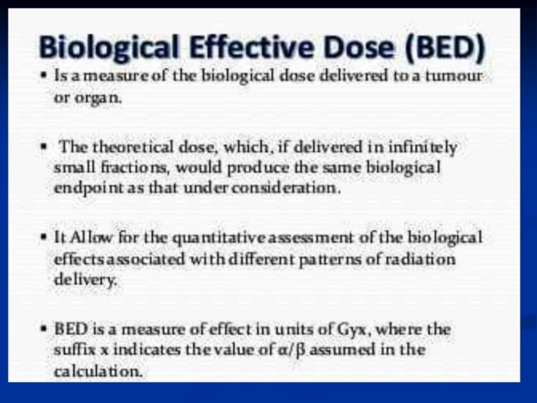Another thing we should understand is the biologically effective dose. If we know how to calculate the biologically effective dose, then different fractionation protocols can be compared. BED is a measure in effective units, measured in gray, where the suffix x indicates the value of the alpha beta ratio assumed in the calculation. You see the formula of the biologically effective dose.